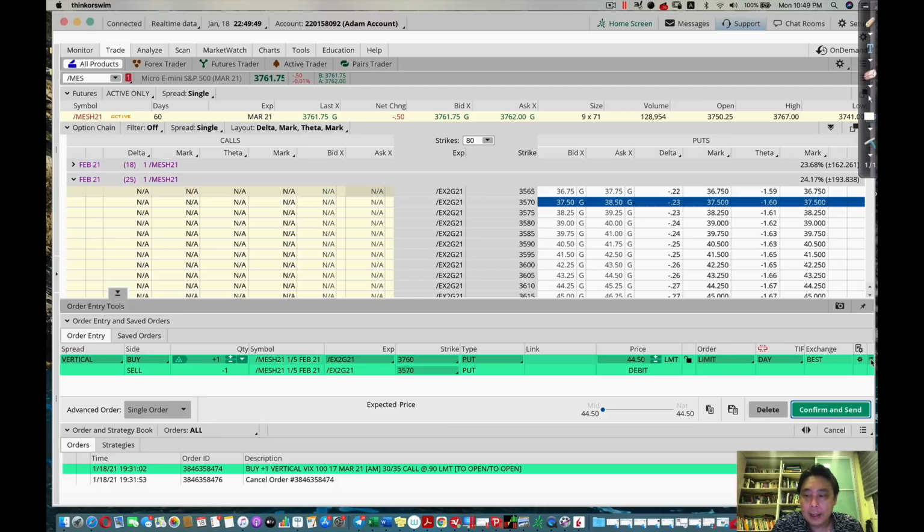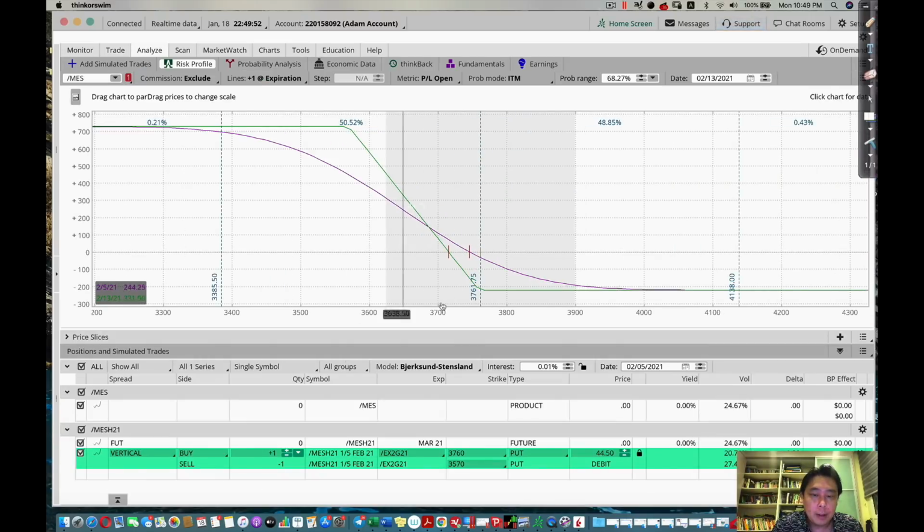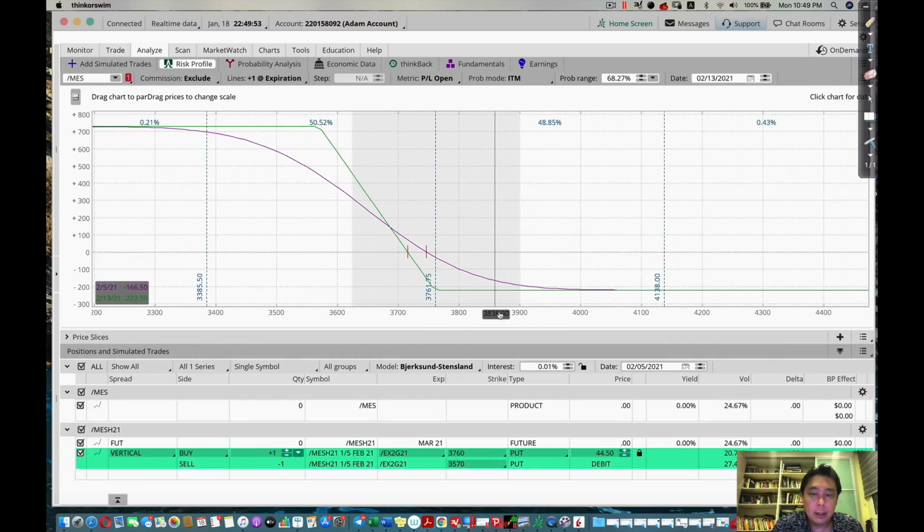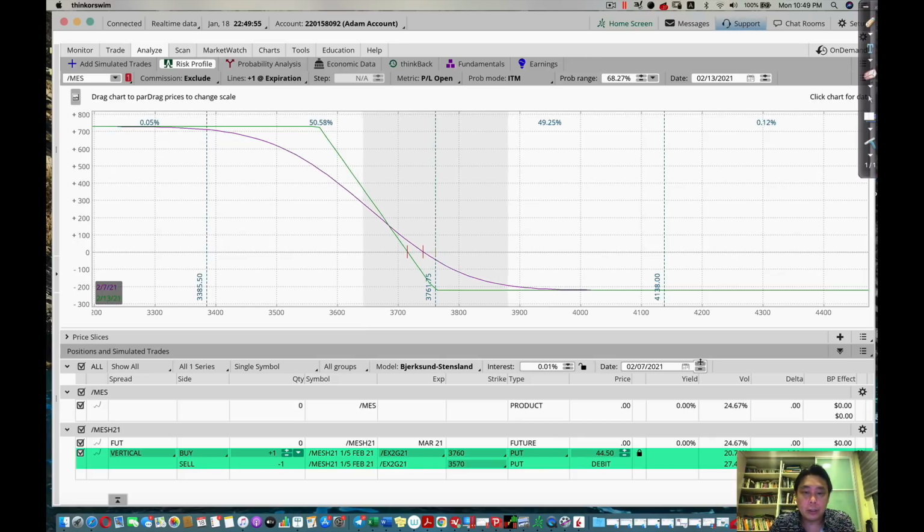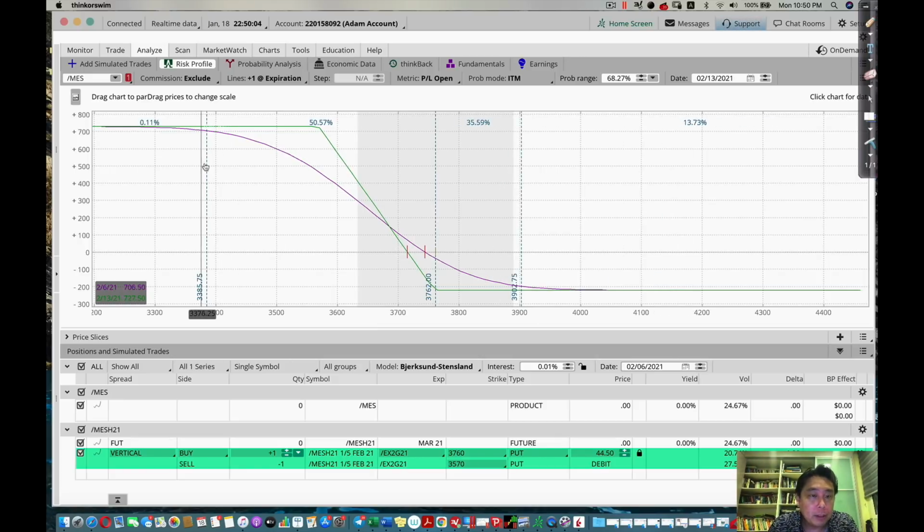Again, you can always analyze it. Click analyze the trade, and again you get the same thing. You can play around with this purple line and you can see, okay, if I get out on this day, how much do I make, how much do I lose? You have a stop loss, you have a profit target, everything is the same. Okay, so there you are. That's how you trade options on the futures contract.